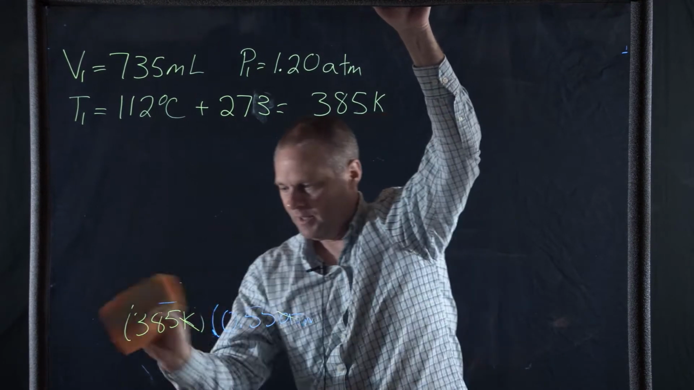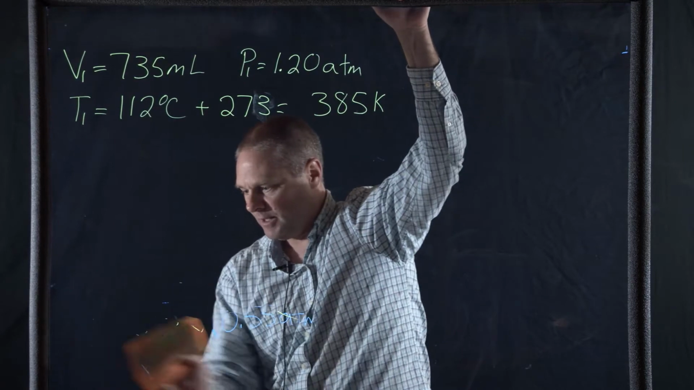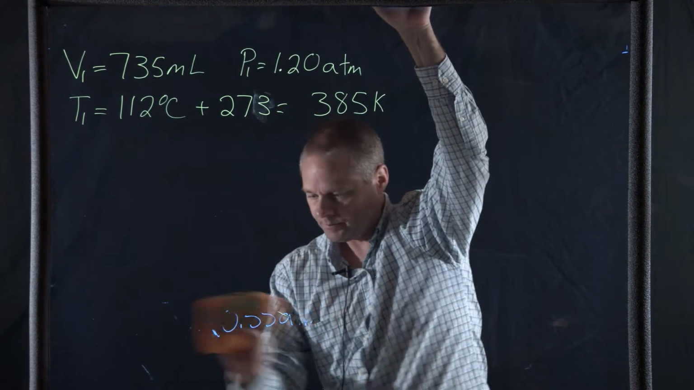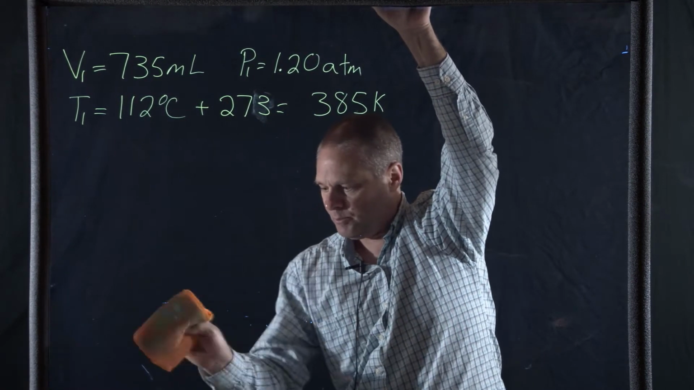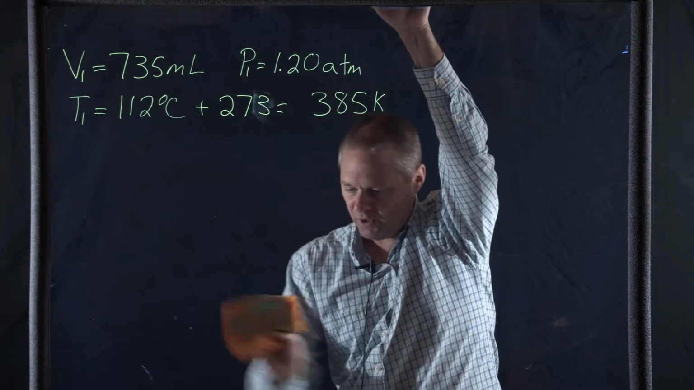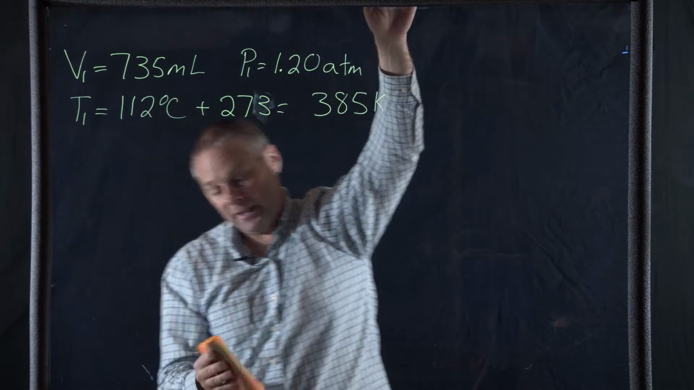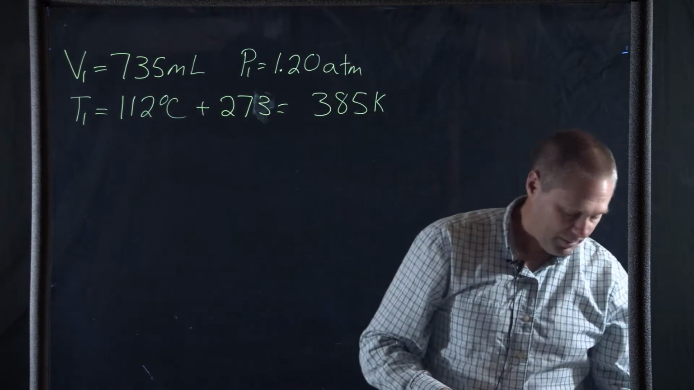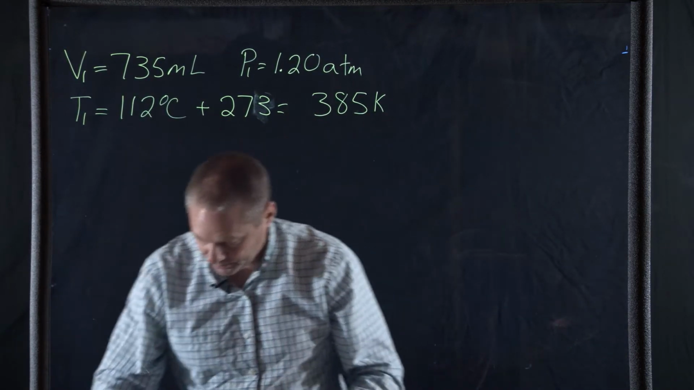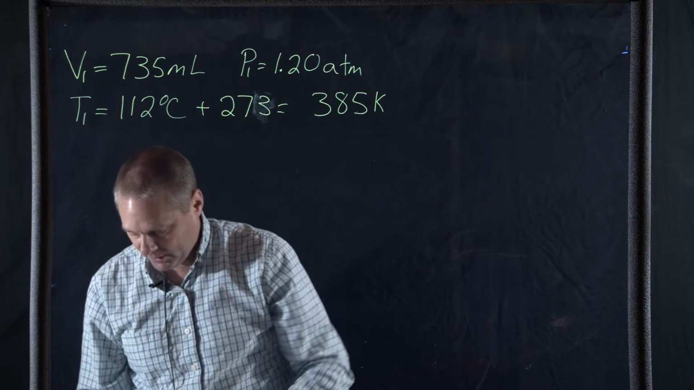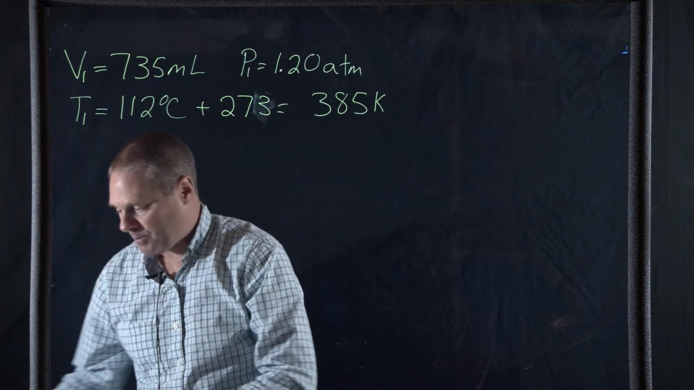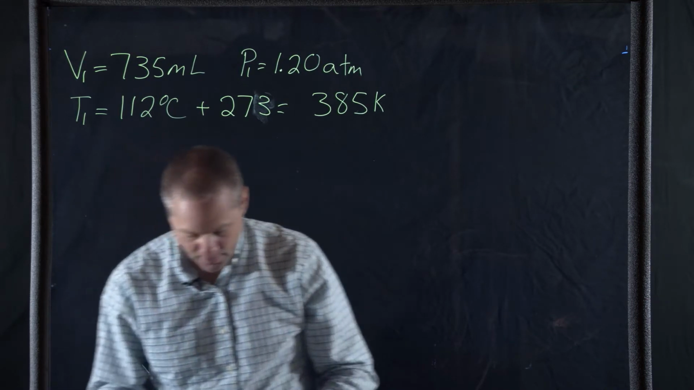Let's get to the next spot as soon as I get this erased. But this pressure equation that we're using is actually called the ideal gas law, and that has to deal with what an ideal gas is. That's a little beyond the scope of this class, but the actual equation is going to be PV equals nRT.